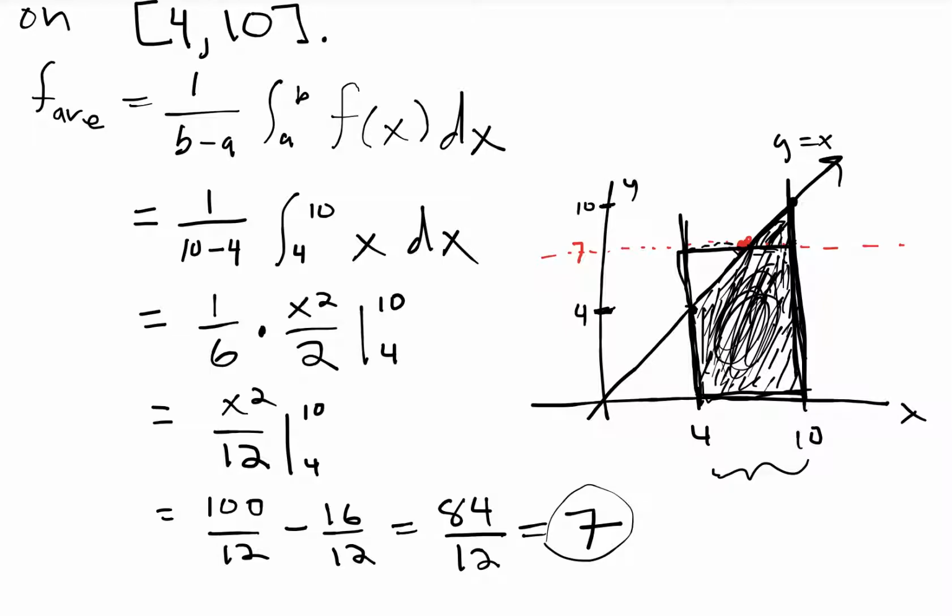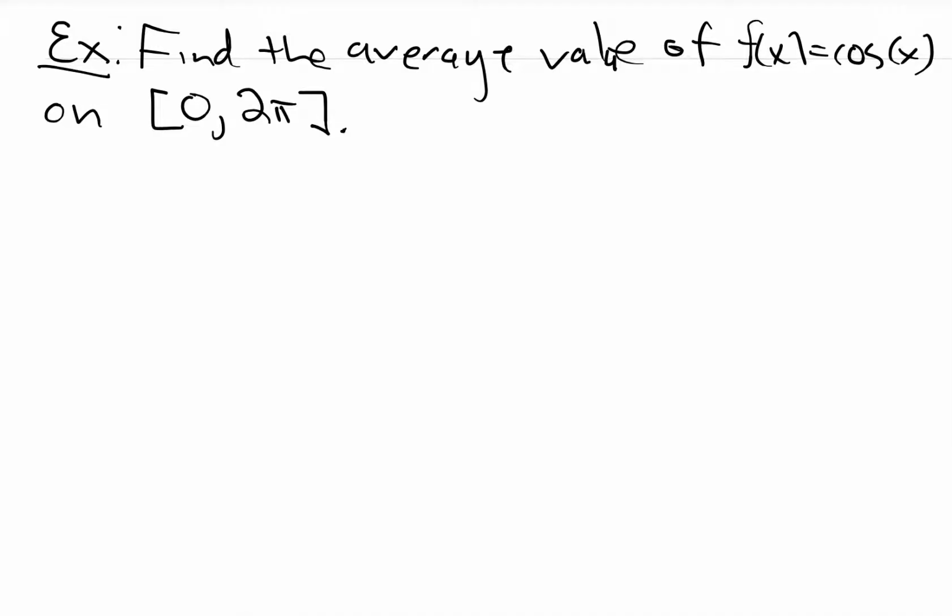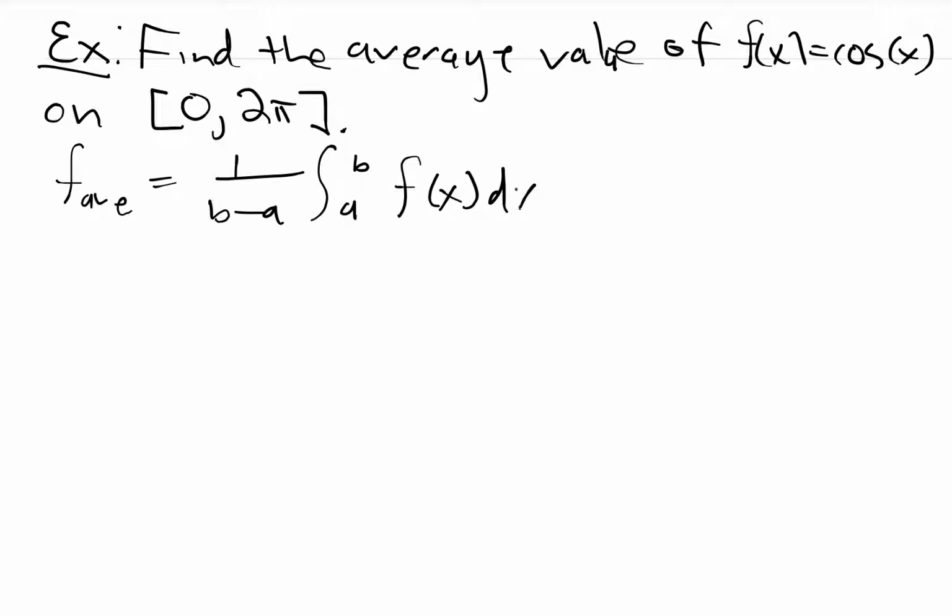Another example that I could play around with is maybe one that we could guess if we thought about it really hard. If I find the average value of cosine in the interval from 0 to 2 pi, again, I will start out with my formula for f av. This is 1 over b minus a times the definite integral from a to b of f of x with respect to x. This is very plug and chug.